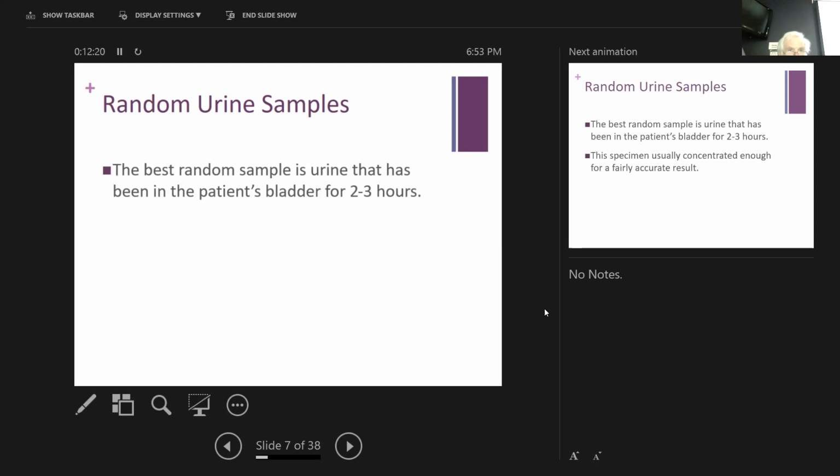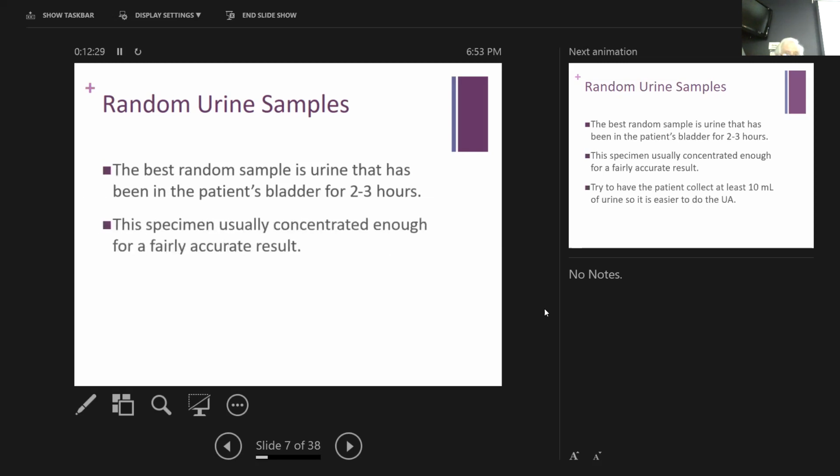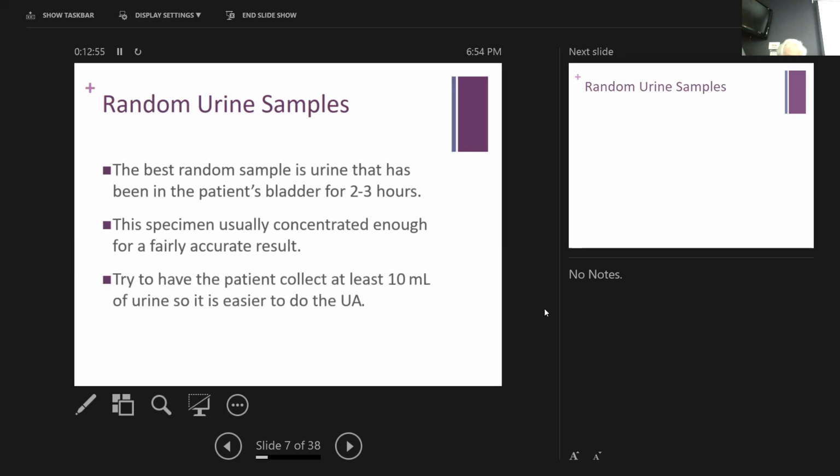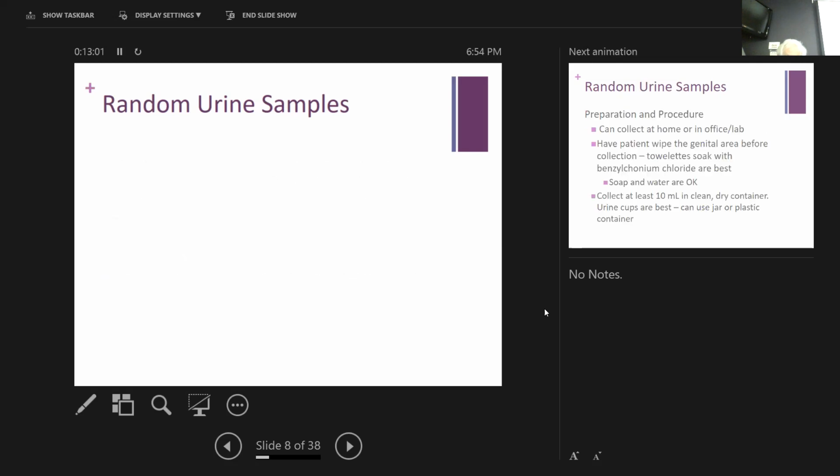But the best sample is still going to be something that's been in the bladder for at least 2 to 3 hours. The reason for that is that the specimen is concentrated enough to be fairly accurate, not perfect necessarily, but we really want to get as accurate as possible. If we're trying to determine what's going on, we have to have a chance of seeing it. Most of our quick CLIA-waived tests aren't real sensitive, so we need as much as possible. We also need as much as possible to be able to dip the dipstick in. We saw that last week.